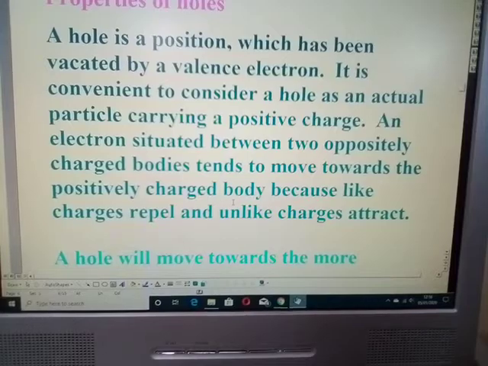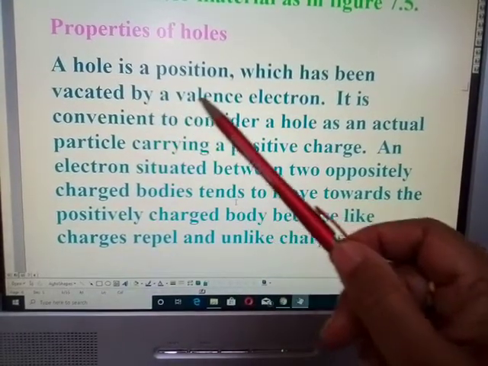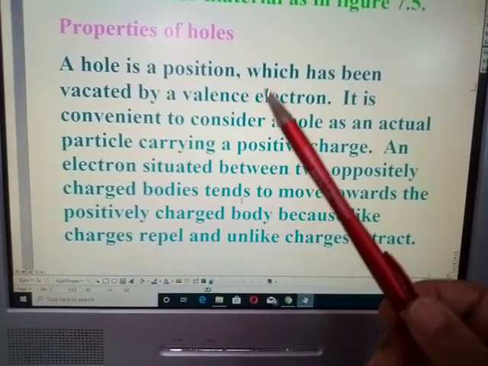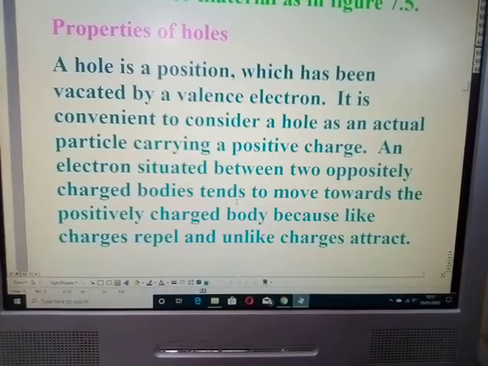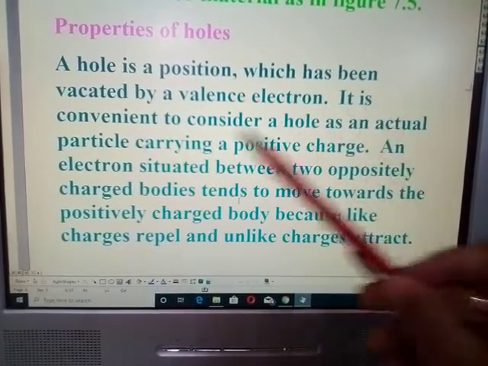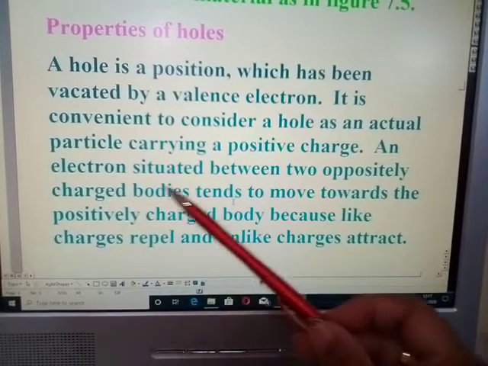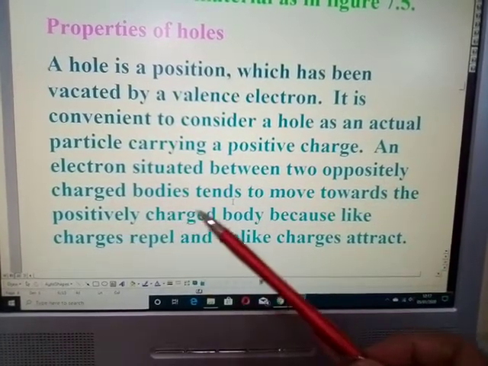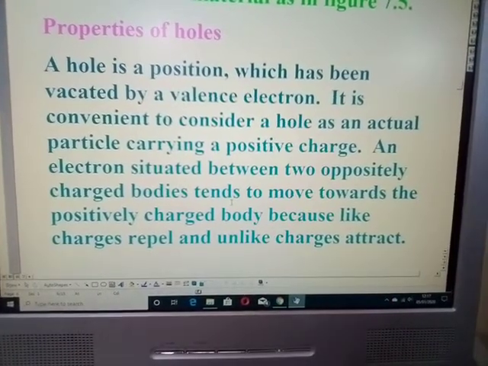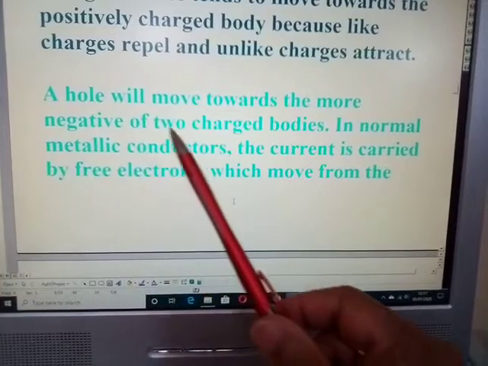Now, properties of holes. A hole is a position which has been vacated by a valence electron. And please note that when we talk about holes here, we're talking about the electronics and the doping of materials in regards to the electron state and the atomic vacancies, okay, which has been vacated by a valence electron. It is convenient to consider a hole as an actual particle carrying a positive charge. An electron situated between two oppositely charged bodies tends to move towards the positively charged body because like charges repel and unlike charges attract. Now, a hole will move towards the more negative of two charged bodies.